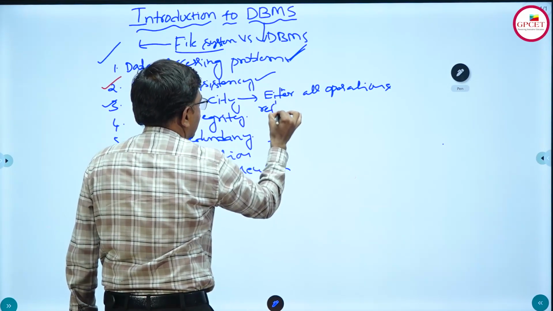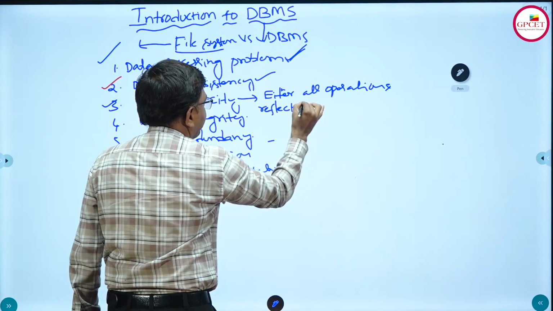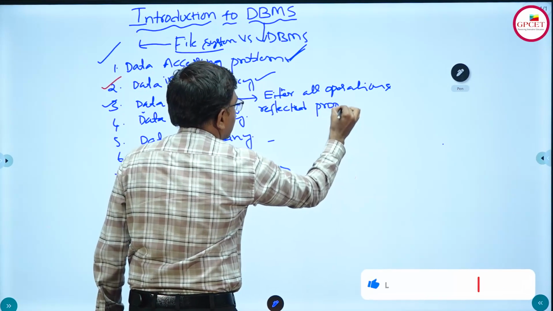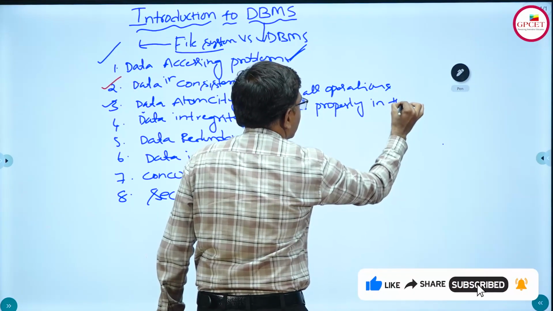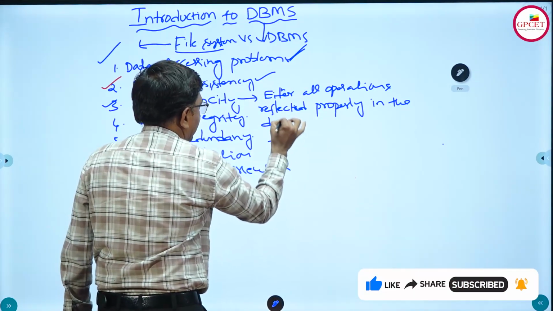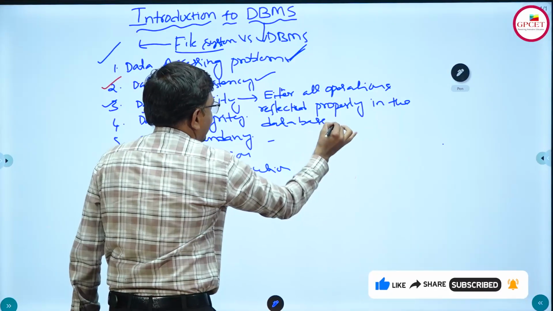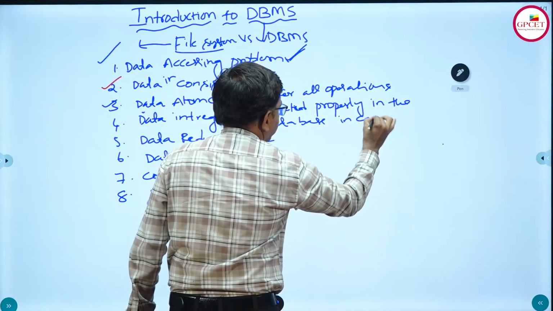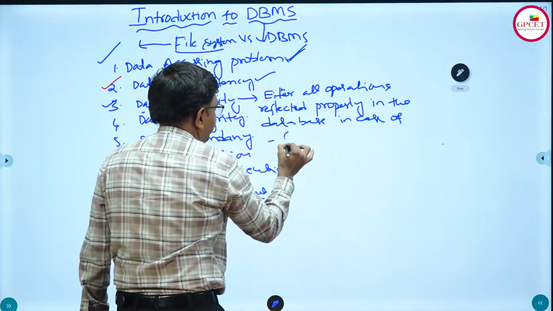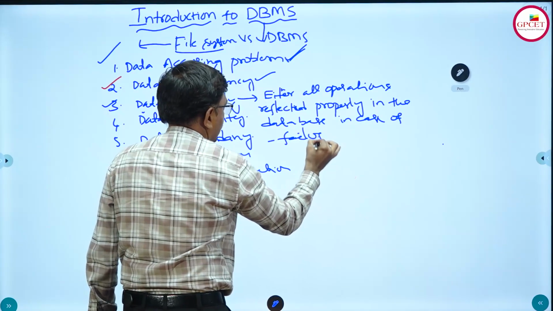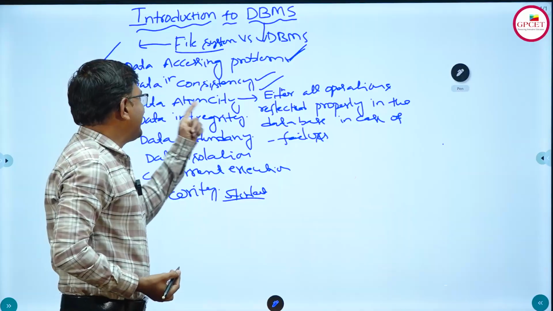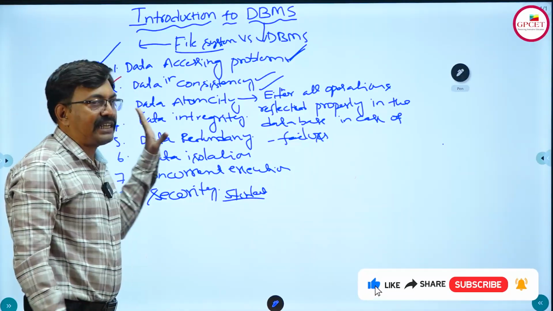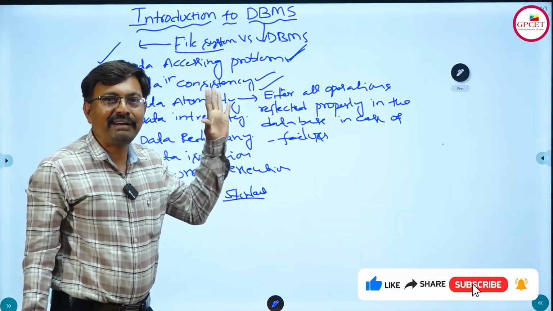reflected properly in the database in case of failures. That is, data atomicity is the advantage of the database management system but a disadvantage in the file system.